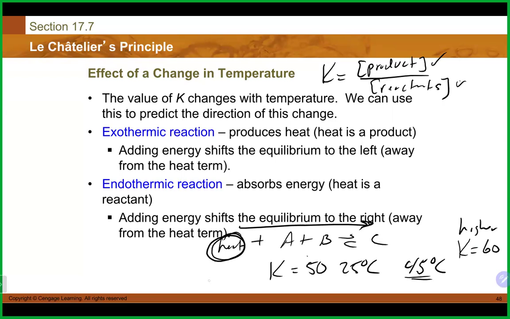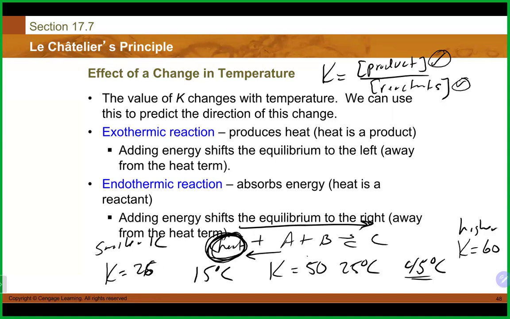Now, if I lower the temperature to like 15 degrees Celsius, that is less, which means I'm removing this. That's going to cause the equilibrium to shift to the left, which means in this case, I actually will have more reactants than products. And that's going to cause me to have a smaller K value than 50, maybe 25, for example, or 26. So it's going to be a smaller K value.